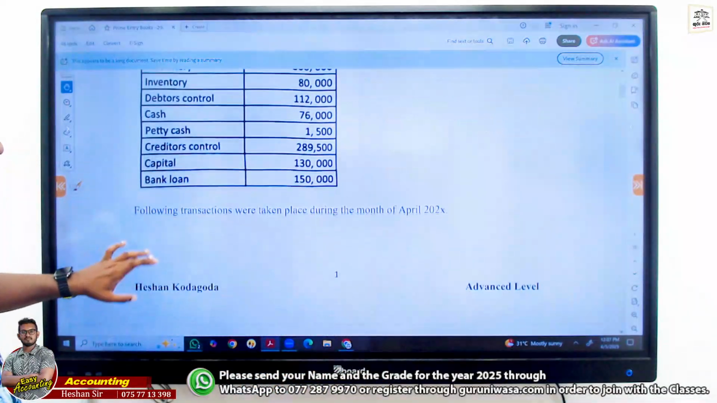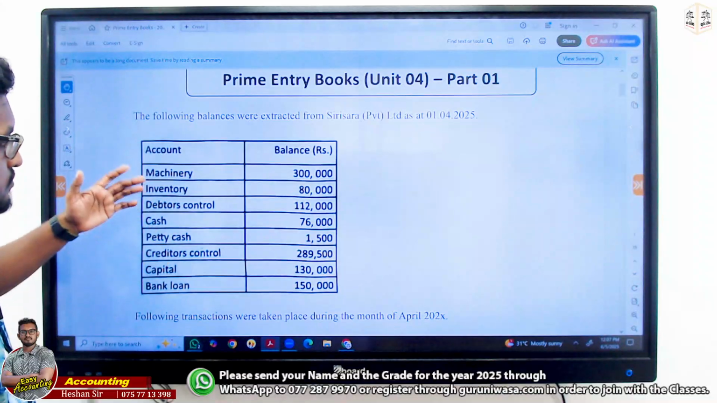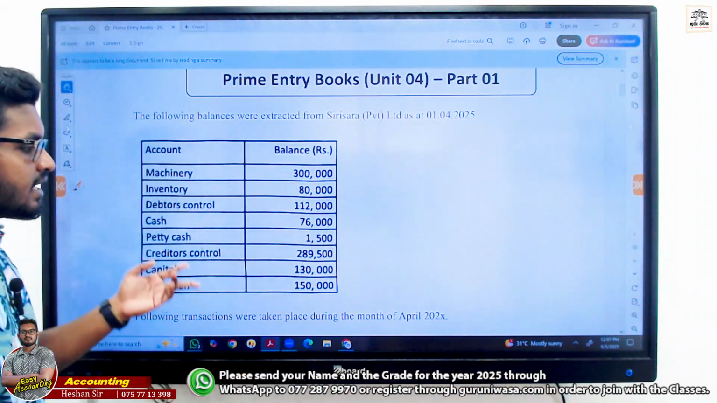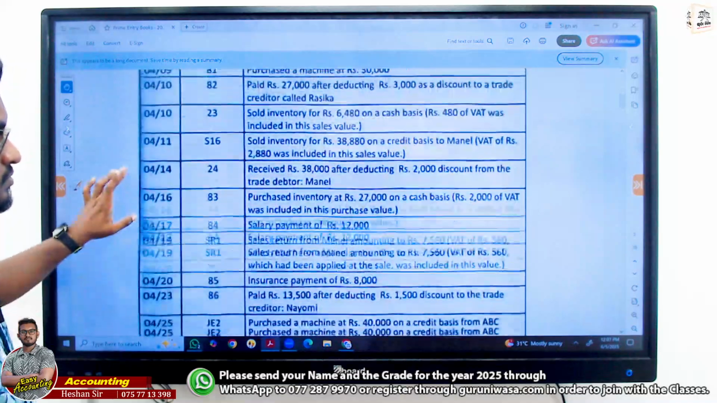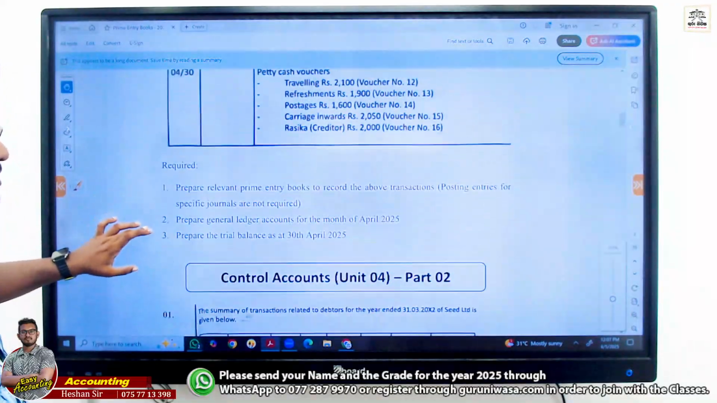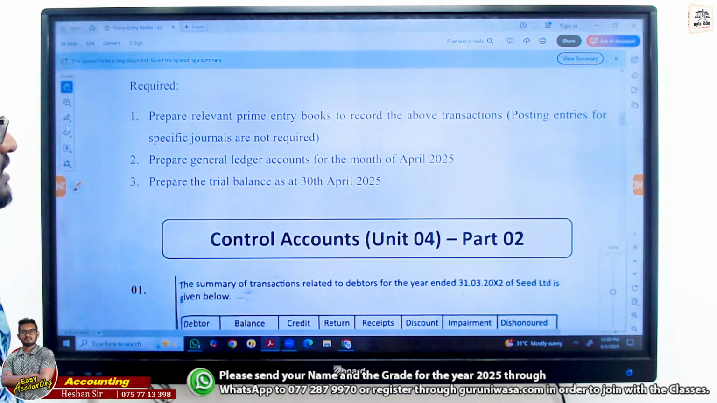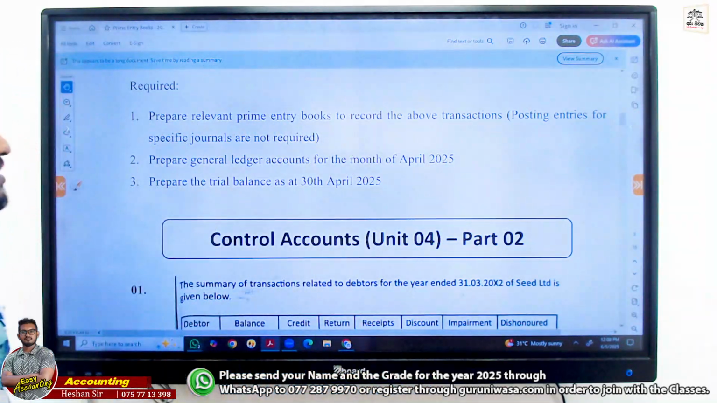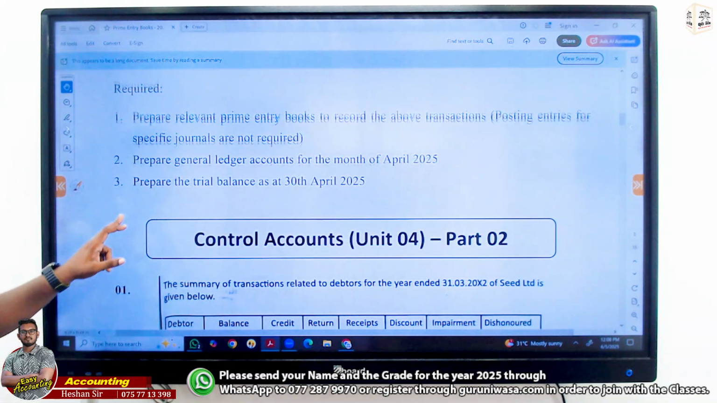Now you can see there is an activity. You can see there are opening balances. Before entering those, you need to transfer to the P&L. Prepare the relevant primary books to record the above transactions. Posting entries to specific journals are not required. Prepare general journal. Prepare the trial balance.